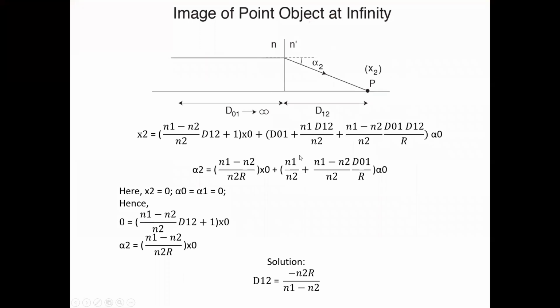So I plug those into these equations and I solve for d12, which is this distance, given by minus n2 r or n prime r over n1 minus n2. So this d12 is also defined as the focal length of the lens. How do we define the focal length of the lens? If we have parallel rays coming in, all the parallel rays will always be focused at the focal plane of the lens, or the focal length away from this interface.